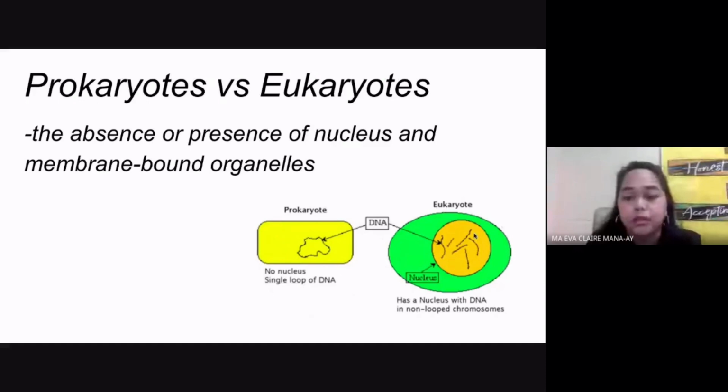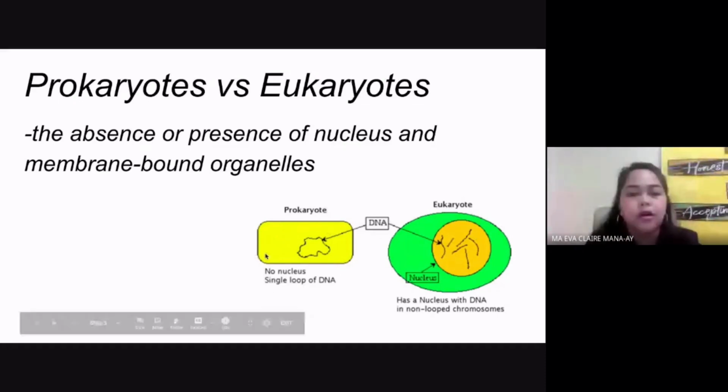Now, as for your prokaryotes, again, they do not have a nucleus. Their DNA, their genetic material, usually is in a single loop, okay? That means it's circular DNA. Oftentimes, this is called a plasmid.